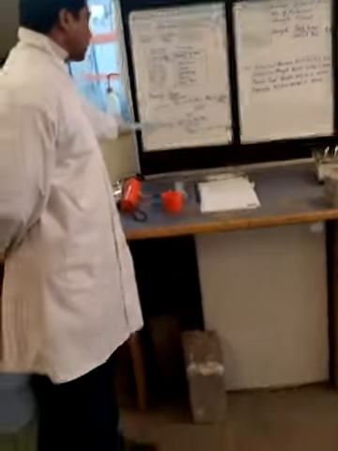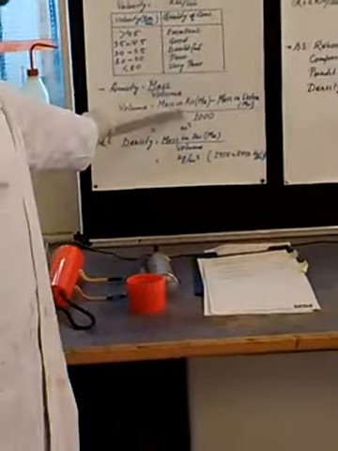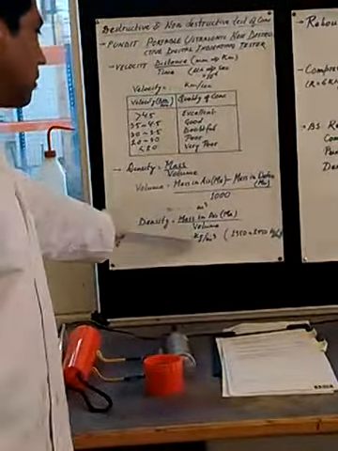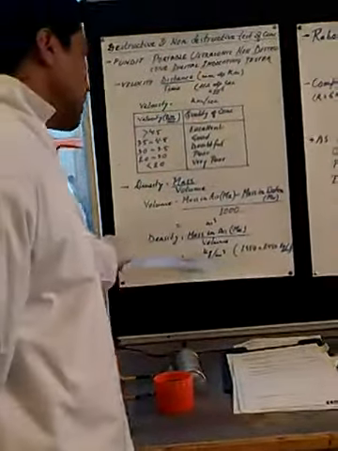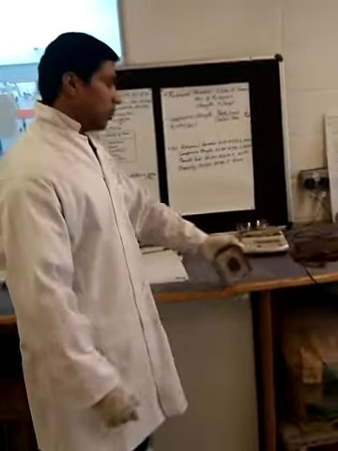Once you have that volume, then density is mass in air, which is the same one over here. You got it, right? Mass in air divided by the calculated volume gives you the density in kg per meter cube. Normally, the density of concrete is 2250 to 2450. That's the range for concrete. Now we will see what the density of these concrete cubes is.